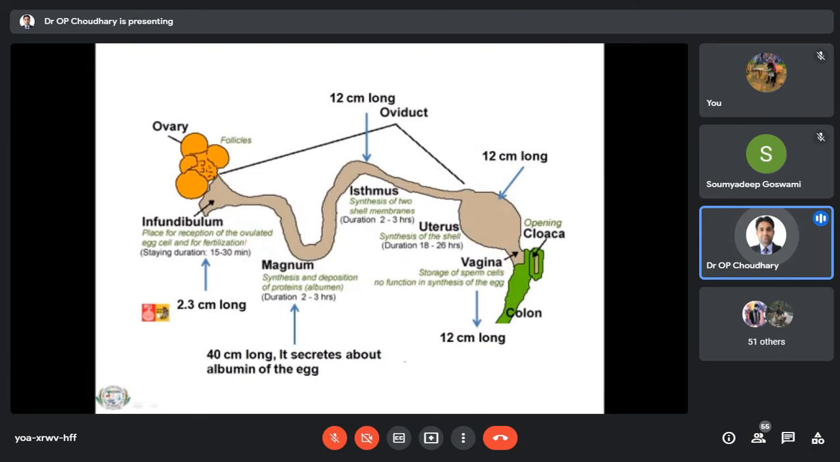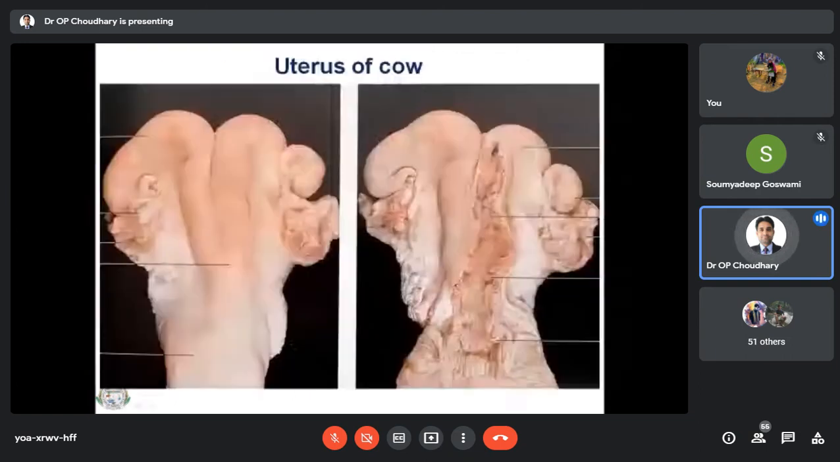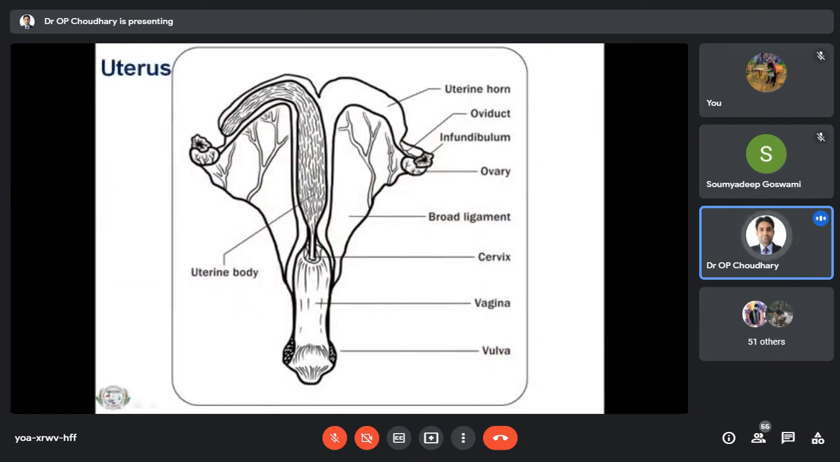Then you can see here, I already told you about these structures. The first structure is the infundibulum, then magnum, then isthmus, then uterus, and the vagina. And the vagina is connected with the cloaca. This uterus I will cover in the next class. If you have any doubt, you can ask me. In the next class, I will complete the female genital organs.